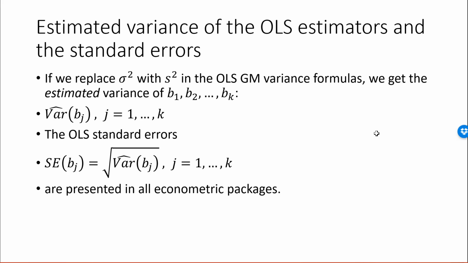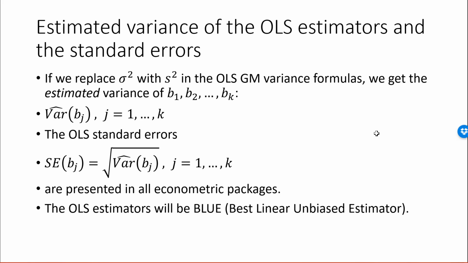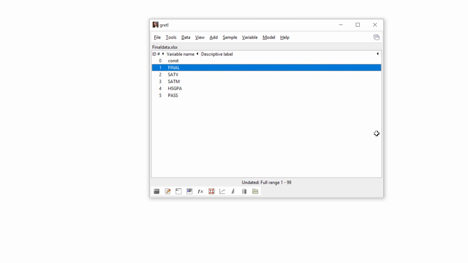Finally, we have the Gauss-Markov theorem, which applies to this case as well. And it's this: the OLS estimators will be BLUE, best linear unbiased estimators, under the Gauss-Markov assumptions. You will not find a linear estimator that is unbiased and that has a smaller variance than the OLS estimator.